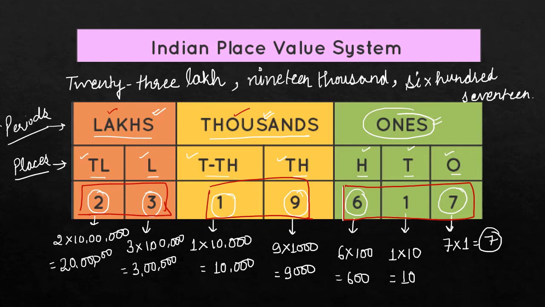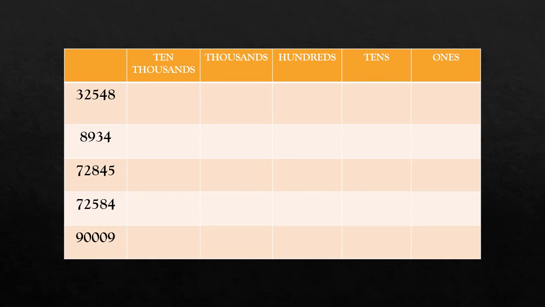We do not write ones period after the number. Only we mention thousand, lakhs, and later on you will study the next period, that is crores. So these periods we mention after the number, but we do not write ones after writing the number. So the number name for this numeral is 23 lakh 19,617.